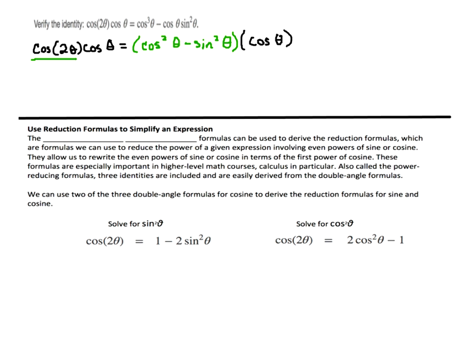Well, simple distribution gets us exactly where we need to go, because we are trying to show that this thing is equal to cosine cubed theta minus cosine theta sine squared theta. That's it.